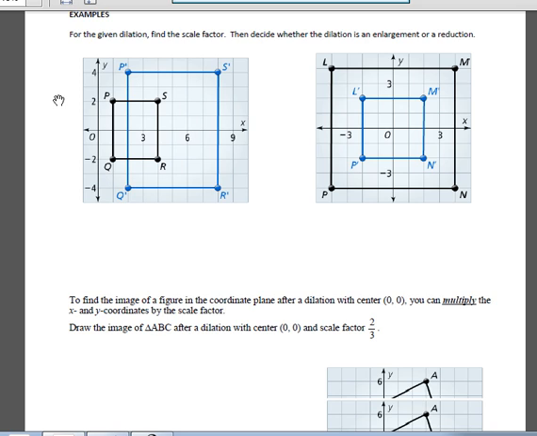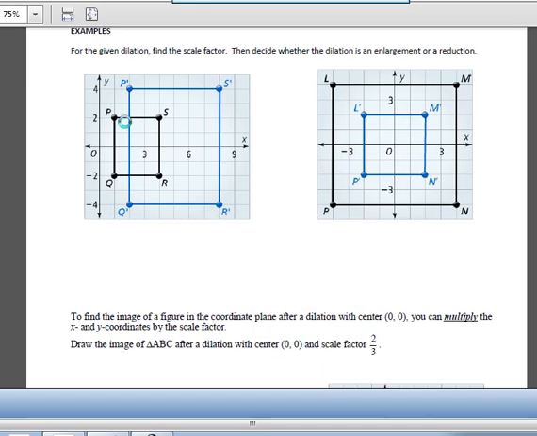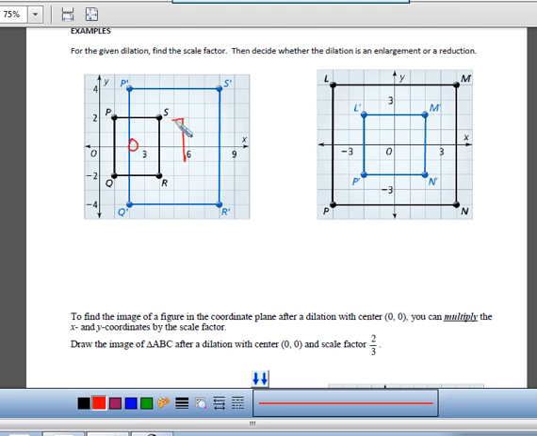So for the given dilation, find the scale factor, then decide whether the dilation is an enlargement or a reduction. So I'm actually going to do that first. So when I look at the picture, I see in this first one to the left, PQRS is the smaller figure, the original, and then P prime, Q prime, R prime, and S prime is the larger. So the original is the smaller, the image is larger. So this one is an enlargement.